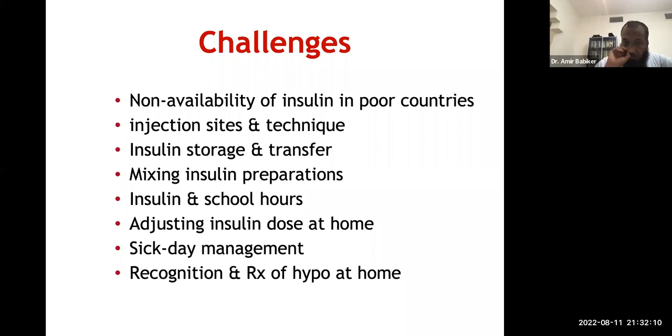Adjusting insulin dose at home. So this is empowering patients to do that. Because you only see them every 3 months or whatever, and with the body changes, you have to give them the skills to deal with problems. Sick day management, you need to emphasize it and tell them when to suspect hyper or hypoglycemia and how to continue with treatment, as I mentioned before, and recognition and treatment of hypo at home.